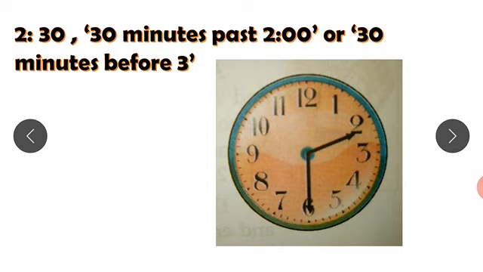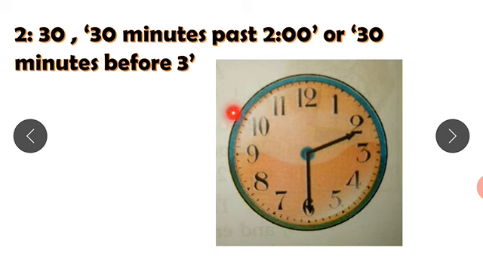So if we're going to read the time, it is 2:30, or 30 minutes past 2, because it's 30 minutes after 2, or 30 minutes before 3 o'clock, because after 30 minutes the time would be 3 o'clock. So you can read this time as 2:30, 30 minutes past 2, or 30 minutes before 3.